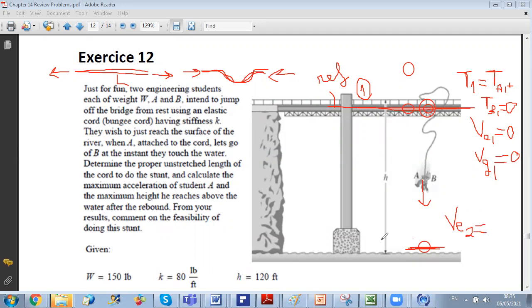here, as you can see, when the two occupants reach this position, the total length of the cord is h. And you can check that h is higher than the unstretched length. So if you go, let's scroll down a bit to see the given.